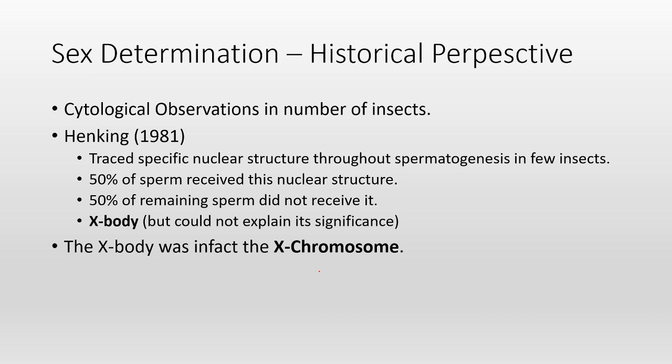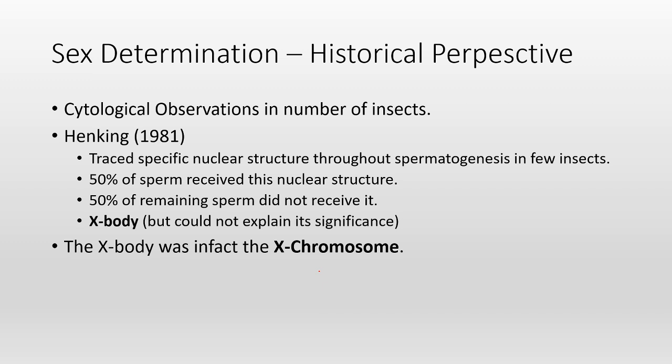In the year 1981, he was actually tracing a specific nuclear structure. At that time, people did not know what it was, and he also was unaware of what it was, but he was tracing a specific nuclear structure throughout spermatogenesis. You have known that spermatogenesis is the process of sperm formation, right? Gamete formation in case of males, in case of a few insects.